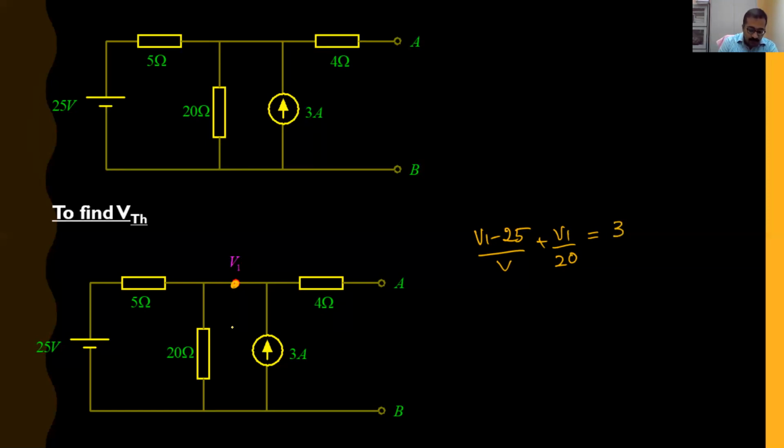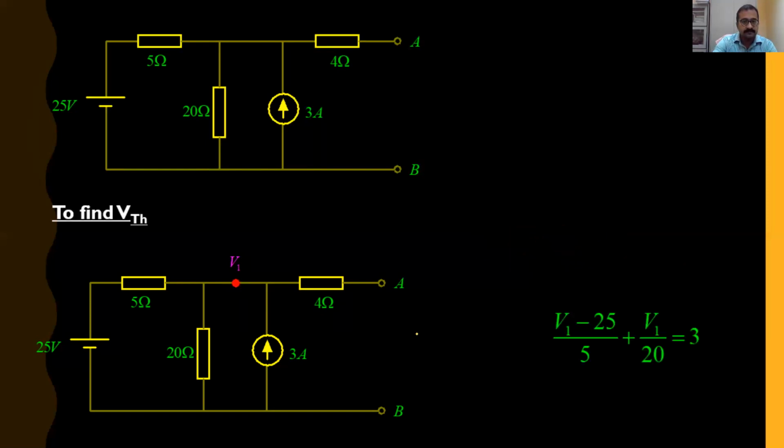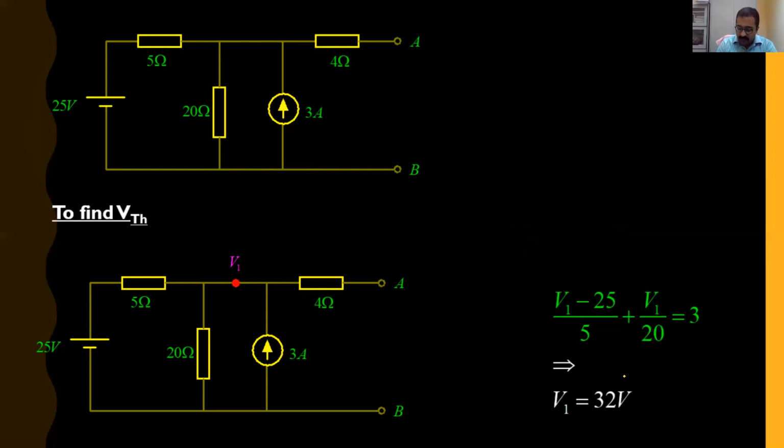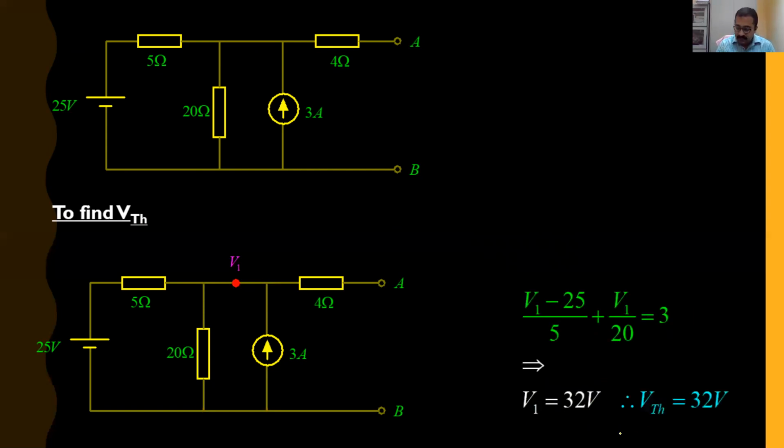That will be the open circuit voltage seen across open terminals A and B. From which you will get V1 as 32 volt. Keep in mind this 20 ohm is parallel to this 3 ampere source, so the voltage across 20 ohm will be the same 32 volt. That will be the voltage across the 3 ampere current source, and the open circuit voltage seen from terminals A and B. So your VTH is nothing but 32 volts.